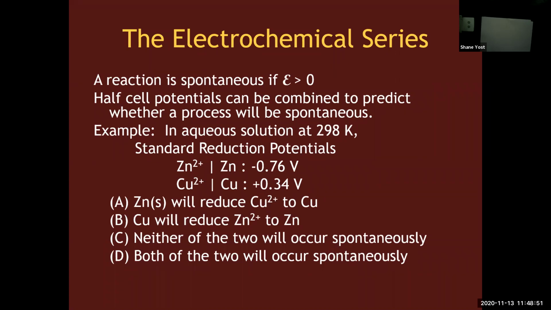All right. So in this example at 298 Kelvin, we have two different reduction potentials. And the question is, if they're combined to form a spontaneous reaction, will A, zinc reduce Cu2+ to Cu? Will copper reduce Zn2+ to Zn? Will neither of these two occur in a spontaneous reaction, or will both of these occur in a spontaneous reaction?